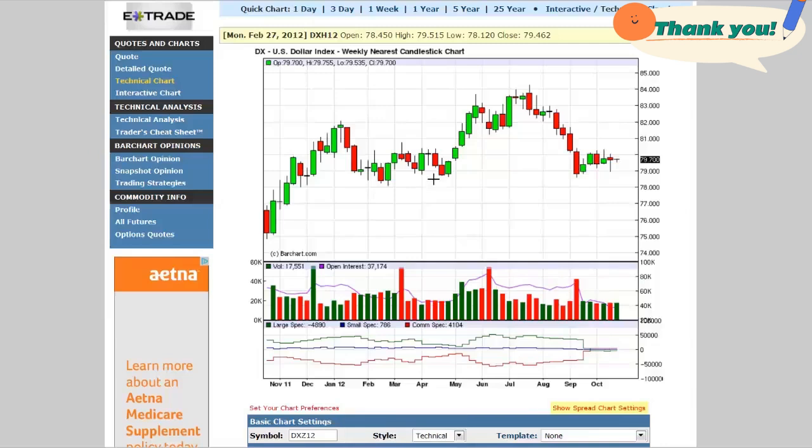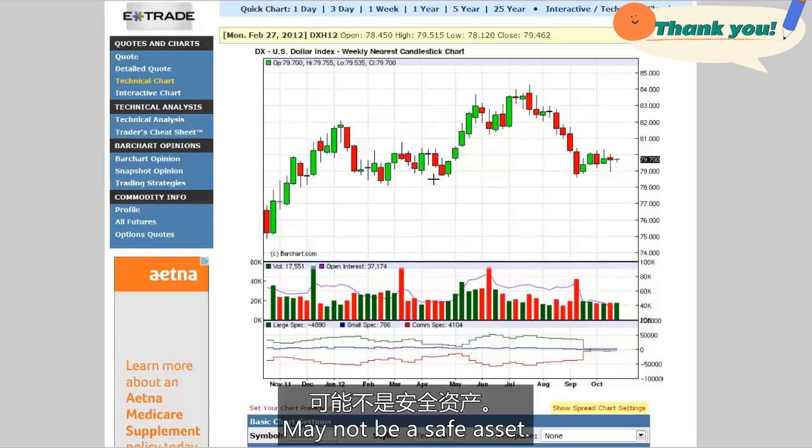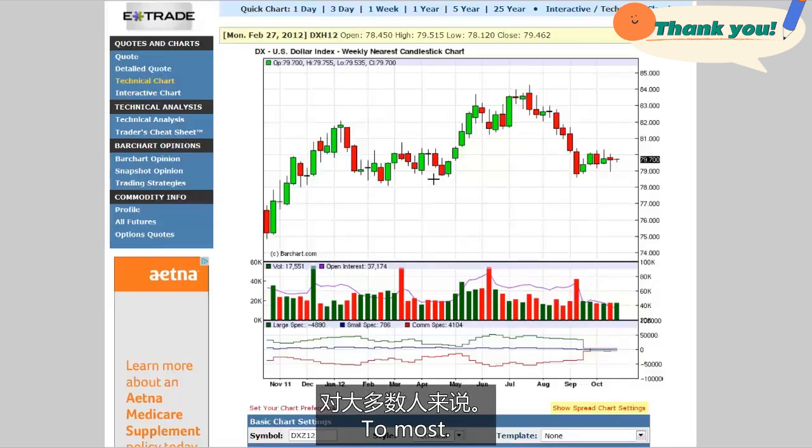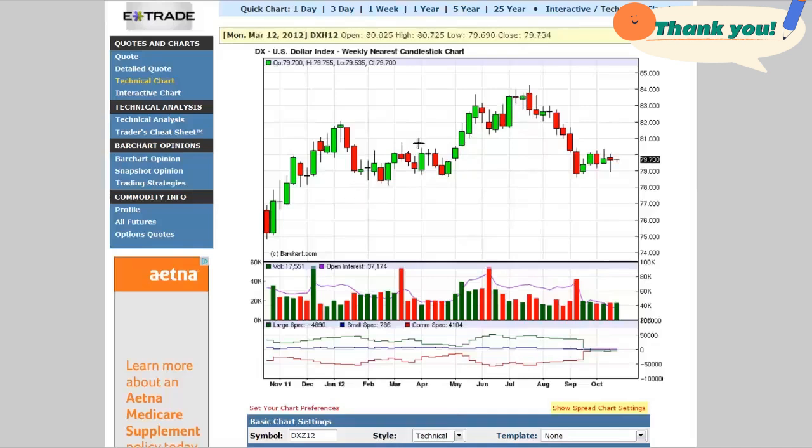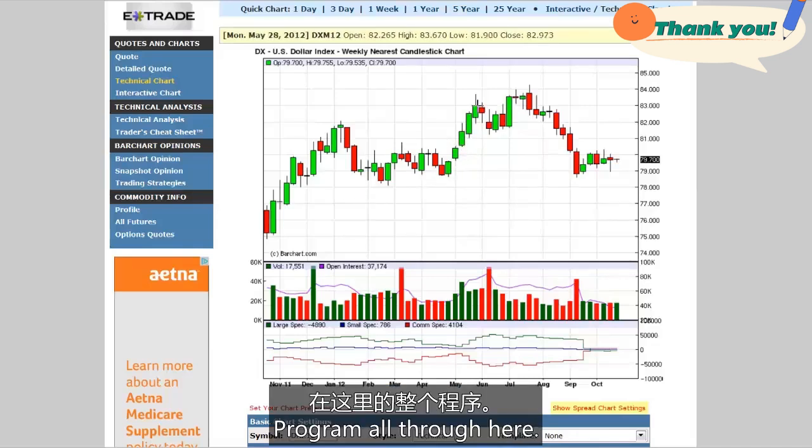Risk off is going to draw participants into buying safe haven assets. Now, one can argue that the dollar may or may not be a safe asset to most, but for instance, you can see that still unfolding here with a higher dollar rallying up from the April-May timeframe into the summer months. So then we have this mindset that we're looking for bullish prices in here. Okay, we would be in a buy program all through here.